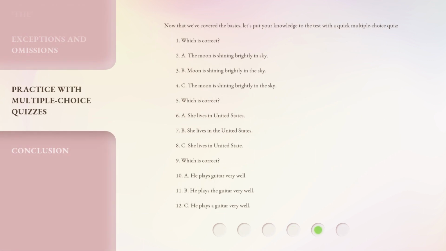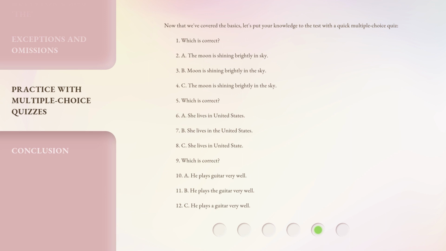Now that we've covered the basics, let's put your knowledge to the test with a quick multiple choice quiz. 1. Which is correct? A. The moon is shining brightly in sky. B. Moon is shining brightly in the sky. C. The moon is shining brightly in the sky.